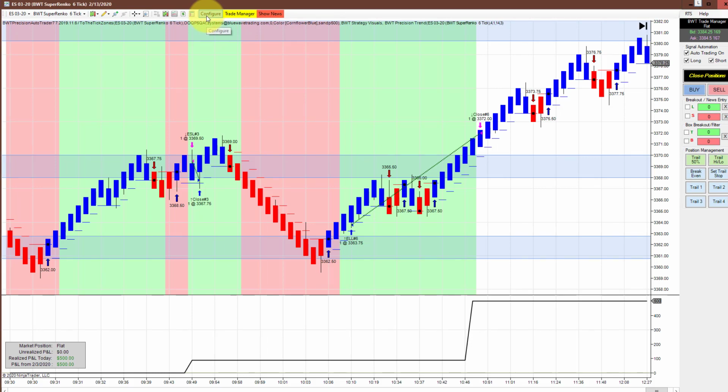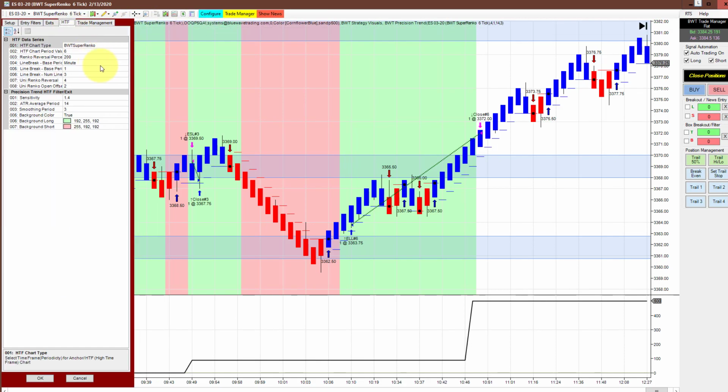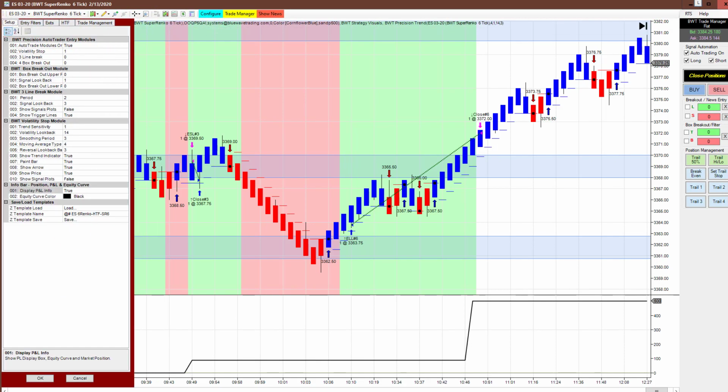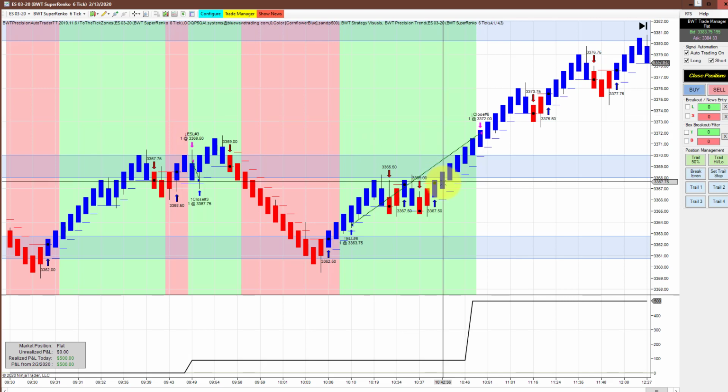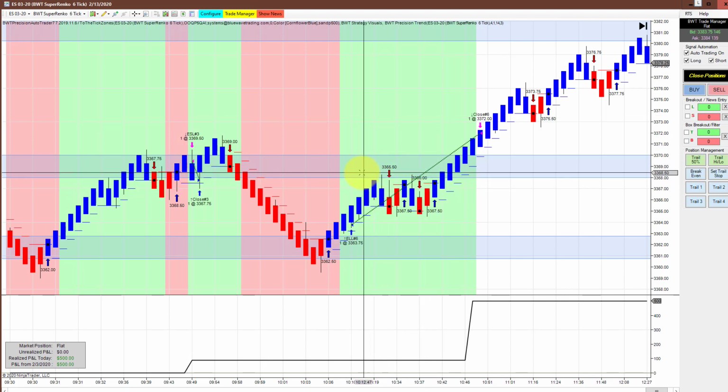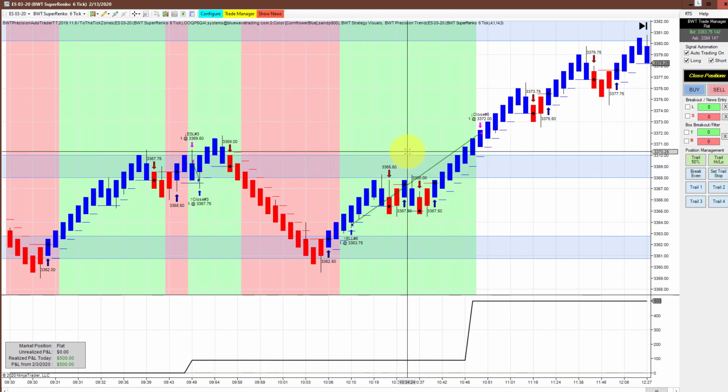This is the E-mini S&P on the Super Renko 6 with the Super Renko 6 higher time frame, and this is one of our most consistent charts that traded fully automated, and I've still been running this every day, and it has done a remarkable job.